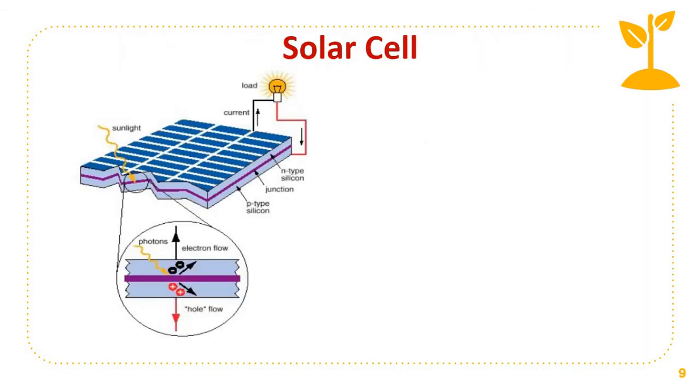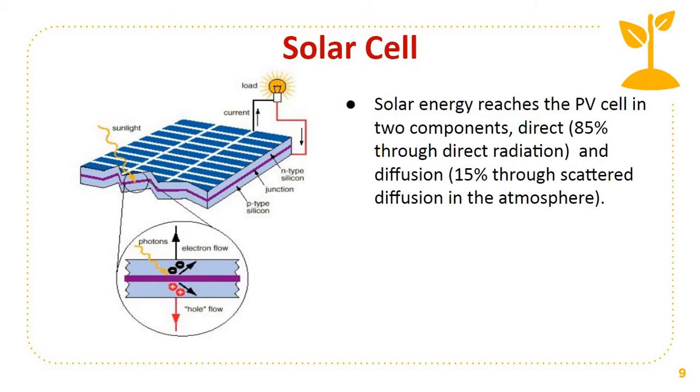So this is a picture of a typical PV cell. You can see a P-type bottom and N-type silicon in the top, and the junction. As the sunlight reaches the junction, it emits electrons and holes, and this flow of electrons and holes through the external load constitutes a current. Solar energy reaches the PV cell in 2 components: one as direct radiation, almost 85%, and 15% by diffusion in the atmosphere.